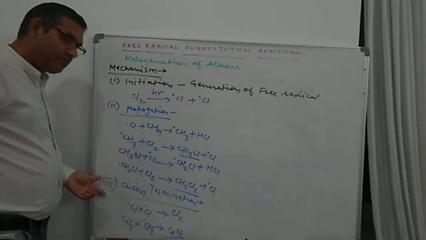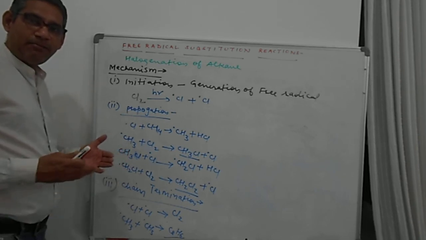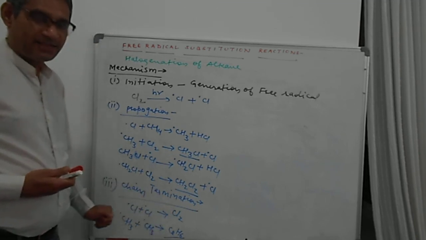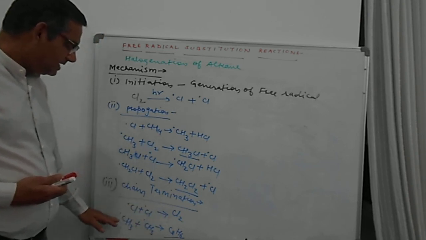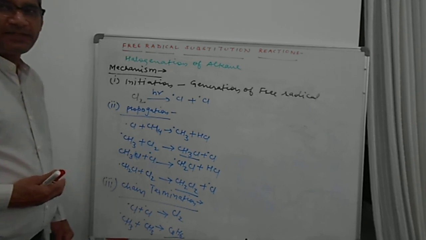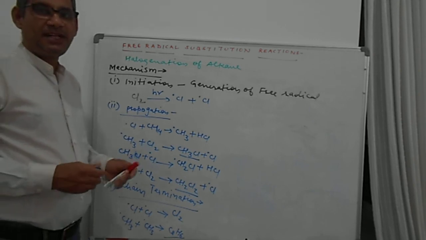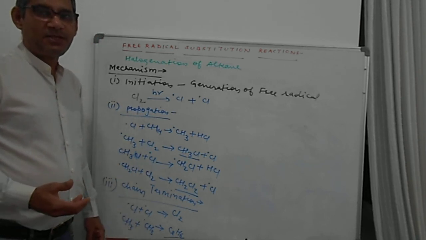In the third and final step, that is the chain termination step, two free radicals combine together to form Cl2 and C2H6. Two Cl free radicals combine together to form Cl2, and two CH3 free radicals combine together to form C2H6. So in this way, halogenation of alkane can be done. This is an example of free radical substitution reaction.